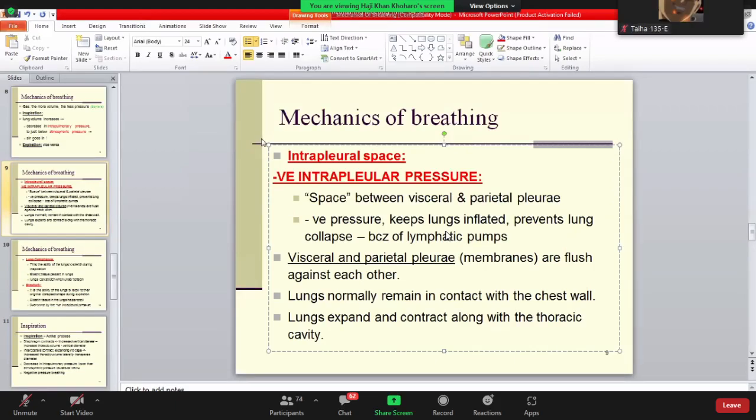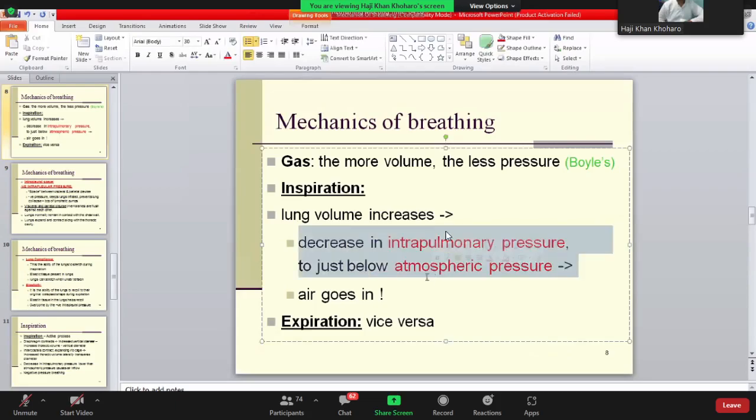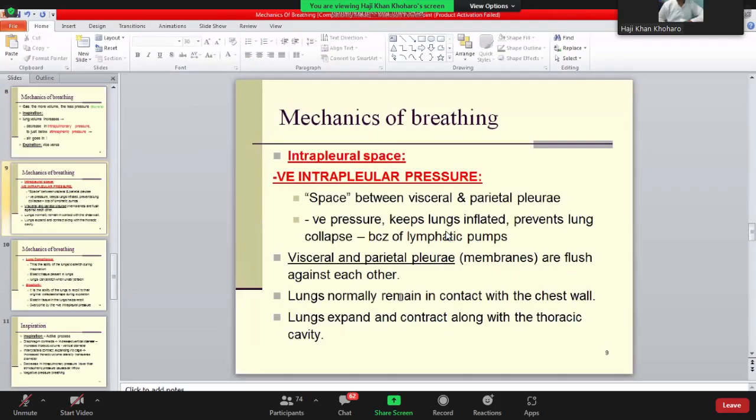There is a lymphatic pump present in the pleural space, that is the space between visceral and parietal pleura, and this keeps the fluid moving in one direction, and all the time it causes a sucking force that makes a negative pressure. This negative pressure overcomes the elastic recoil tendency of the lungs and prevents lung collapse and keeps it expanded. So this pressure, along with these two pressures, intrapulmonary and atmospheric pressure, makes inspiration possible.